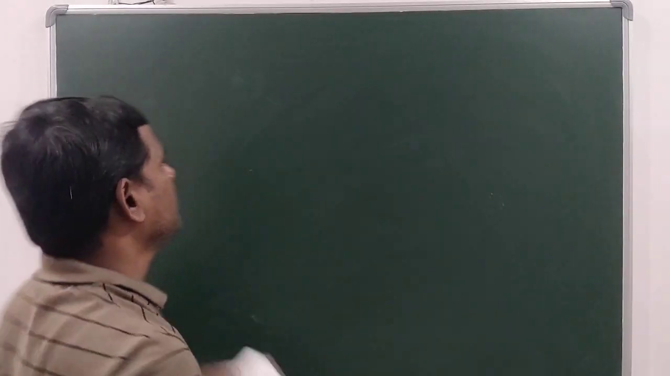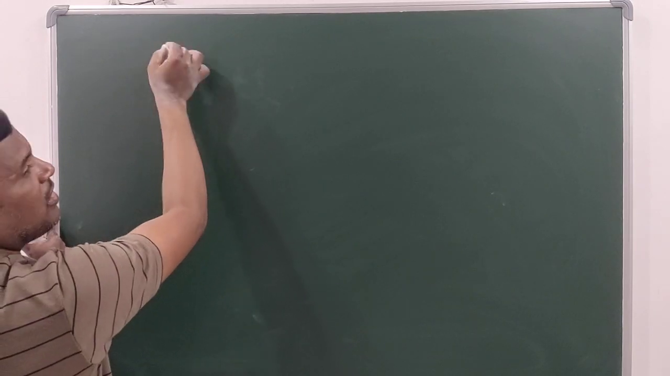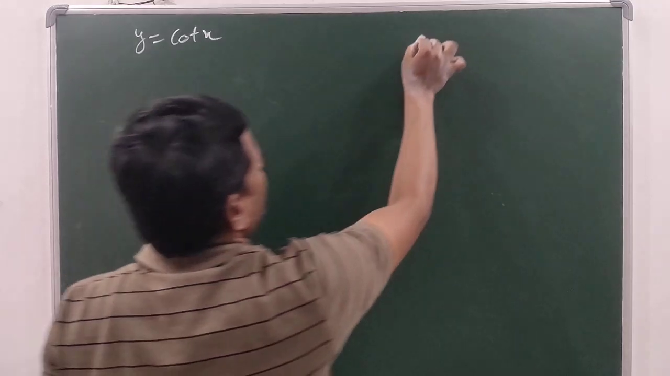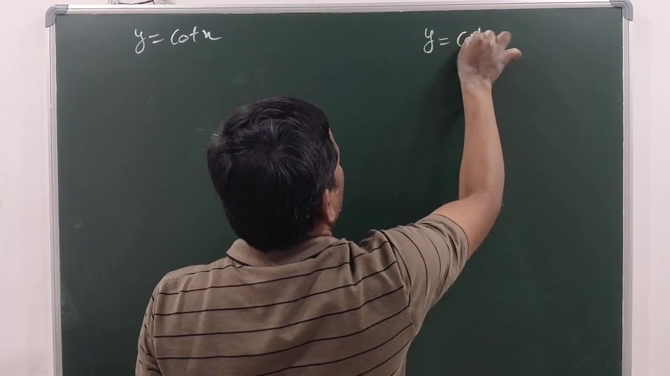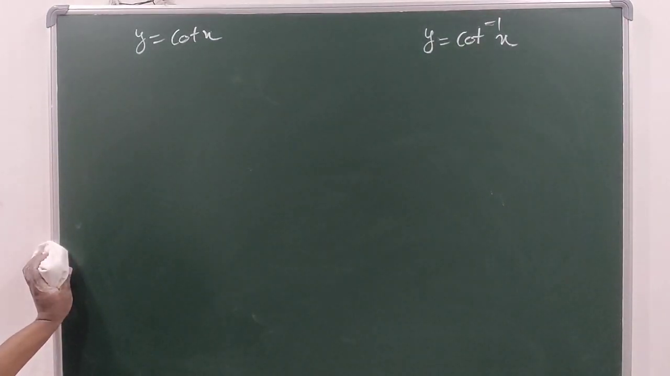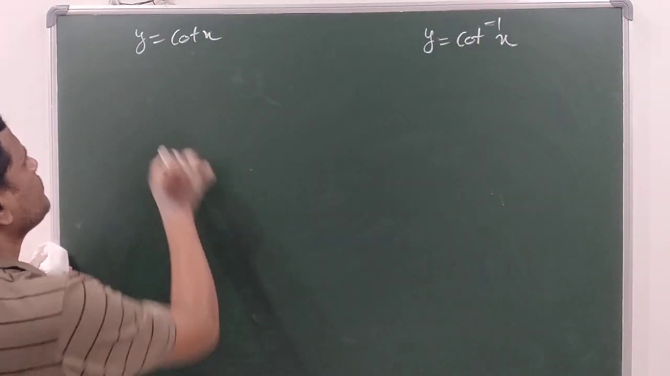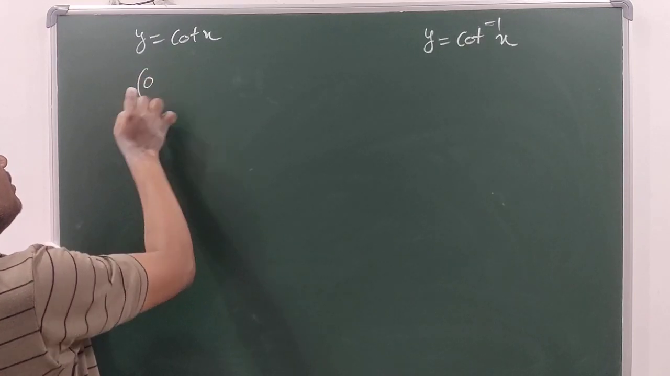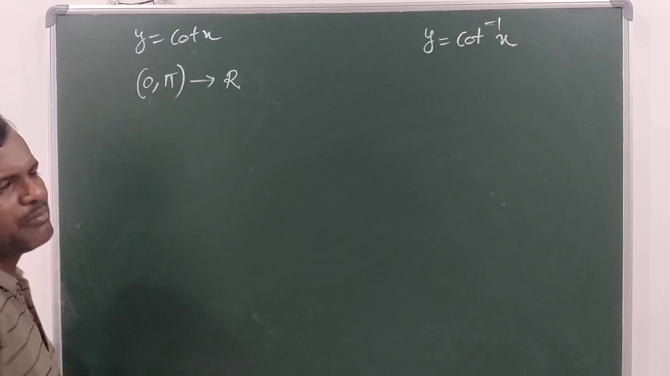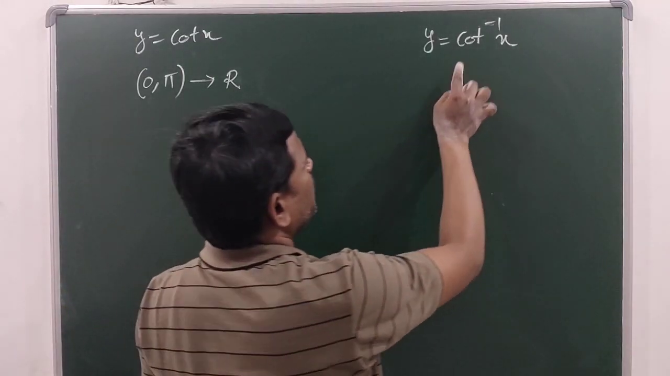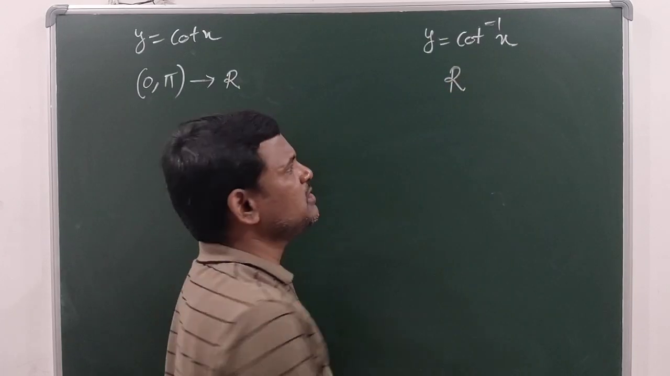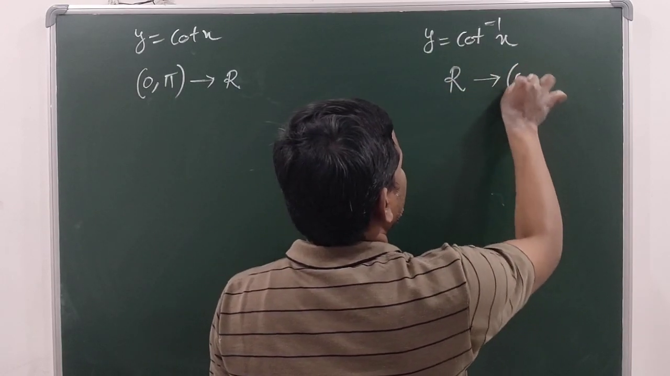Now let us observe the cot x function first. y equal to cot x and y equal to cot inverse of x. You know the principal domain of cot x is the open interval 0 to pi, whereas the range is the set of real numbers. And for cot inverse of x, the domain is the set of real numbers and the range is 0 to pi.